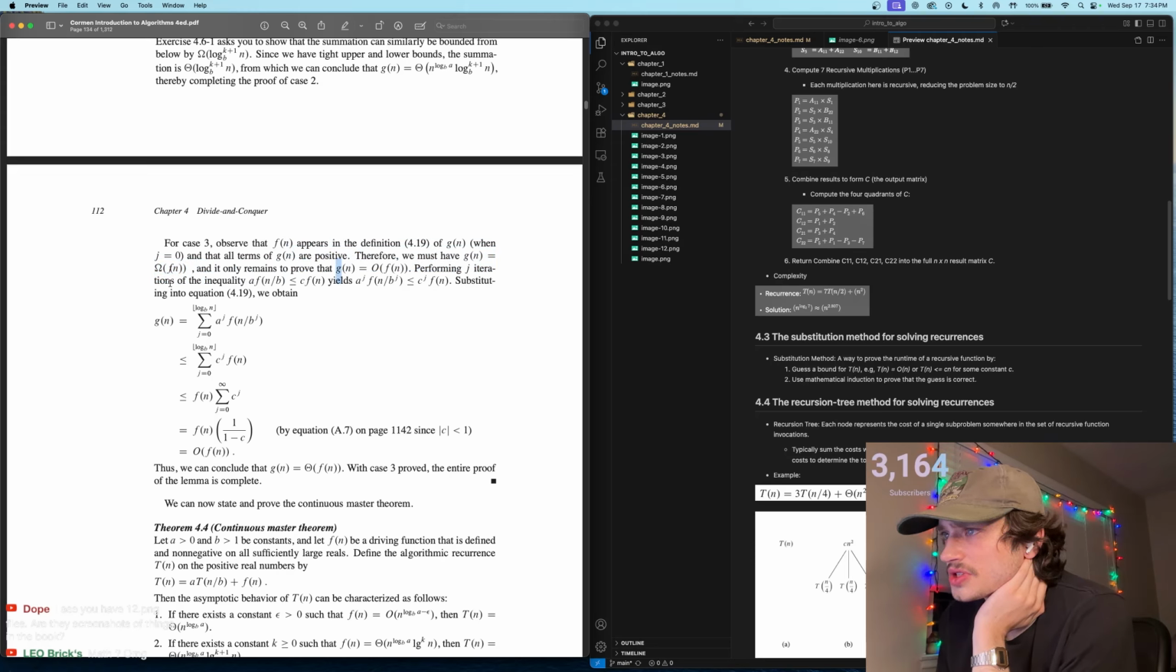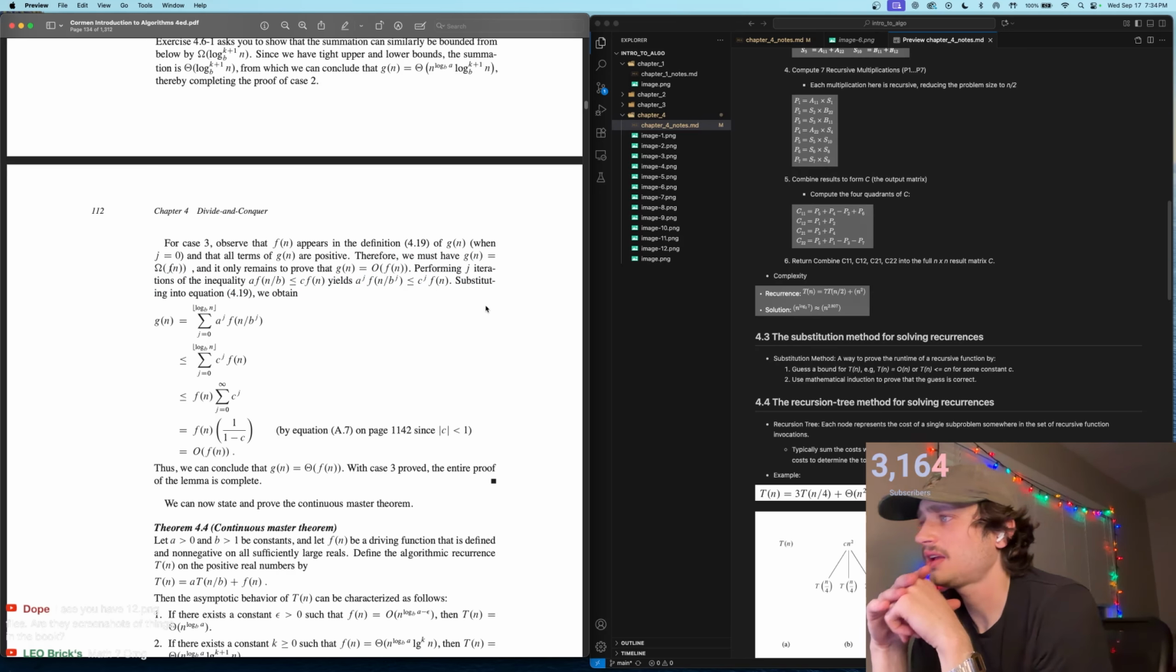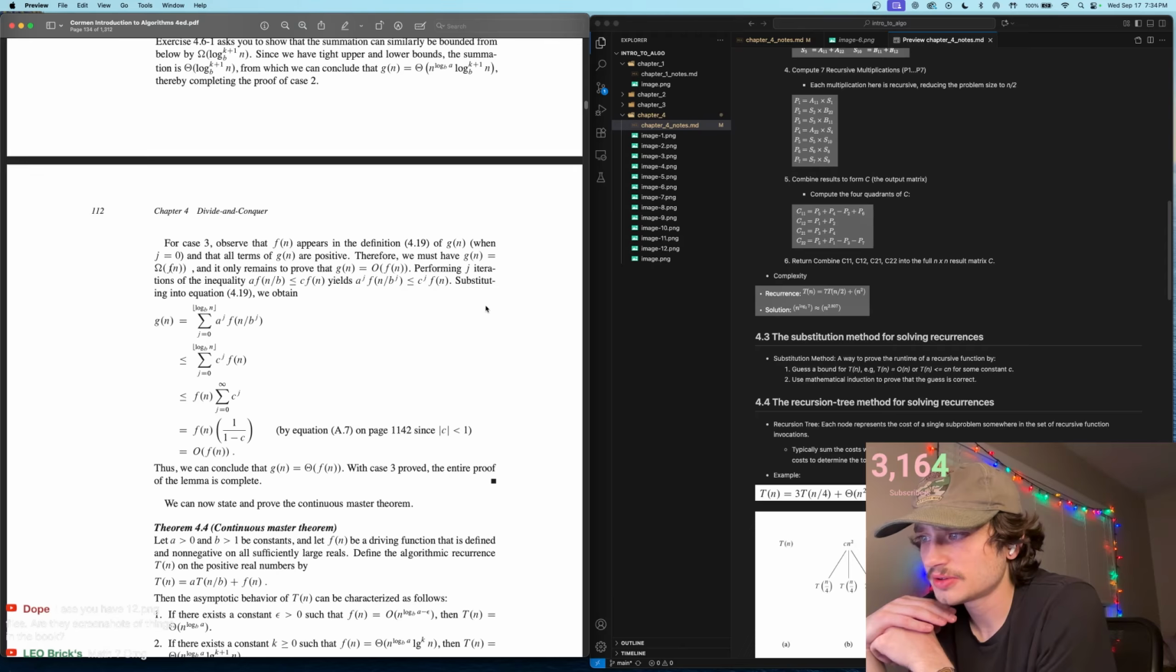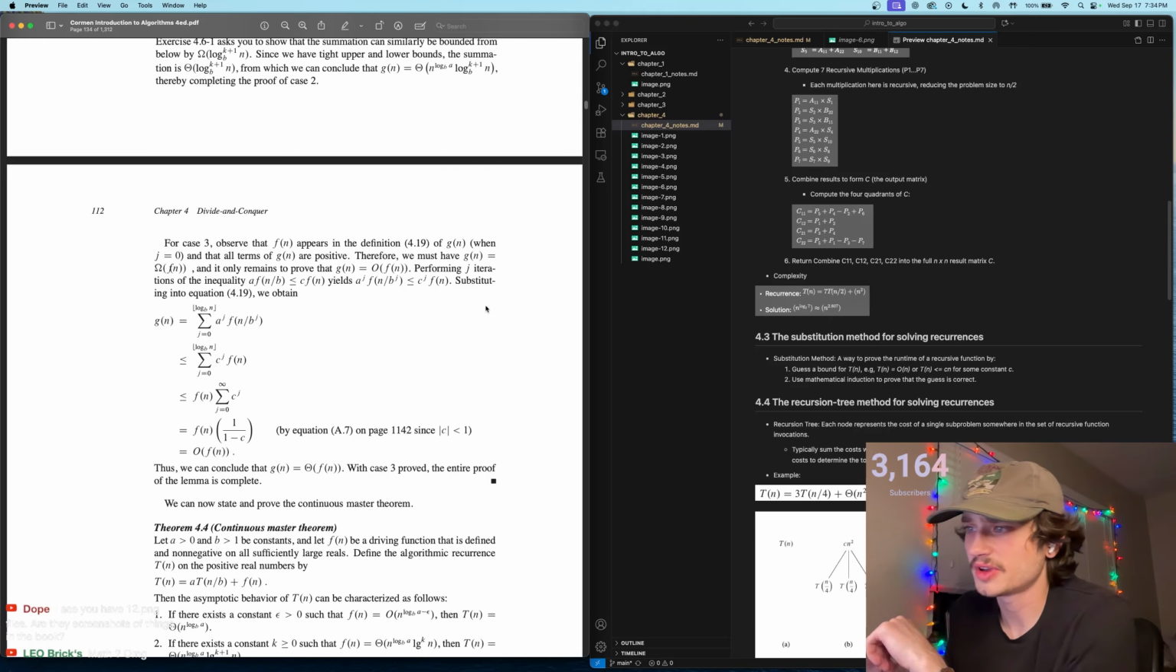Performing j iterations of the inequality a times f of n over b, which is less than or equal to c times f of n, yields a to the power of j times f of n over b to the power of j less than c to the power of j times f of n. Substituting into equation 4.19, we obtain this, where big O of f of n. Thus, we can conclude that g of n is equal to big theta of f of n. With case 3 proved, the entire proof of the lemma is complete.